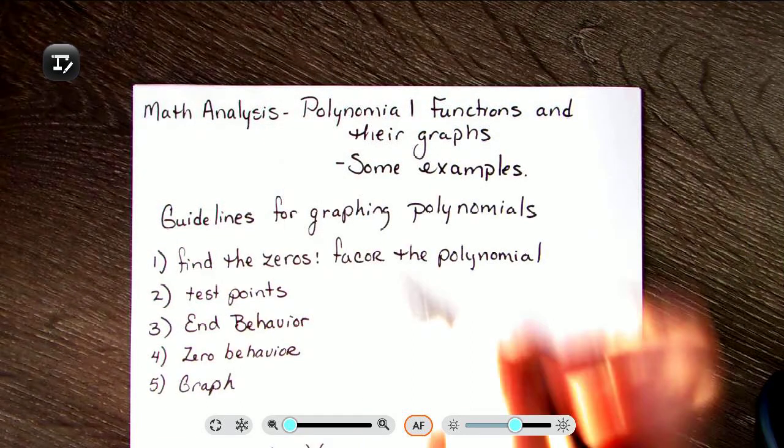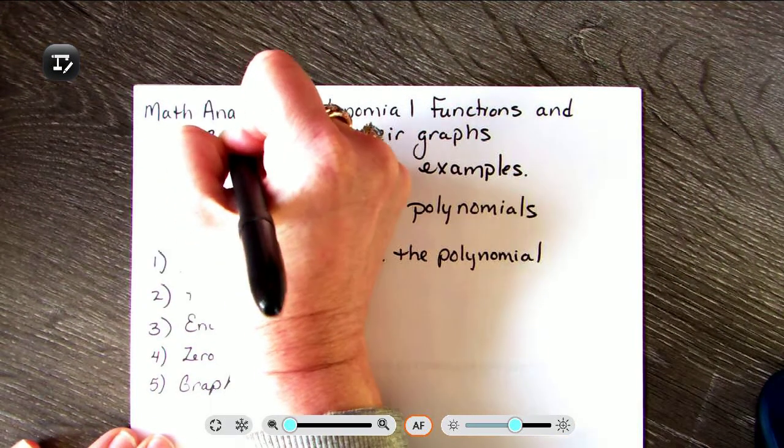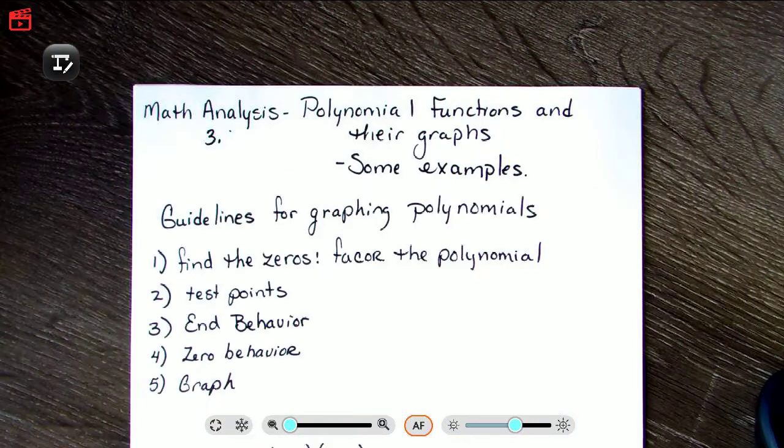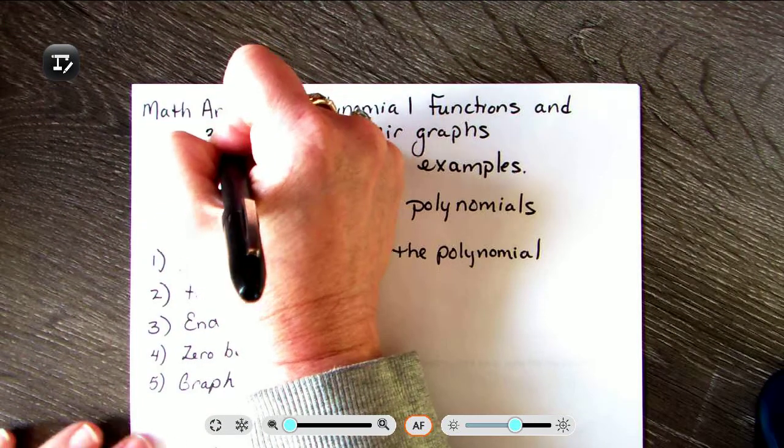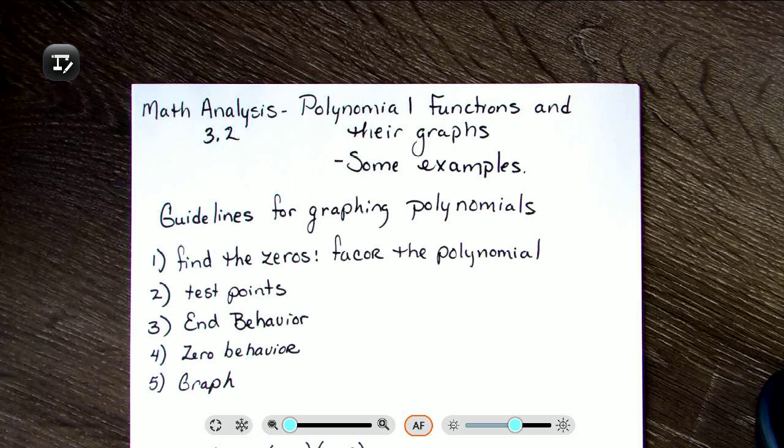Welcome back to section 3.2. I forgot to write that number down here. We're talking about polynomial functions and their graphs, and we're going to go through some examples on how we graph polynomials. And in this section, we're going to have things kind of set up for us so that they work. And what I mean by that, I'll talk about when I'm going through some of these.